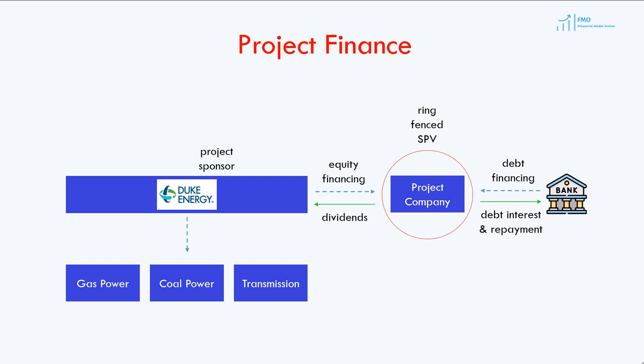This means that the debt financing provided to SPV is provided on a non-recourse basis, and this means that if the SPV goes bankrupt, the bank cannot go after the project sponsor. There is no recourse to the project sponsor.